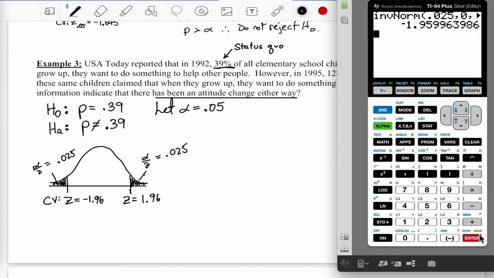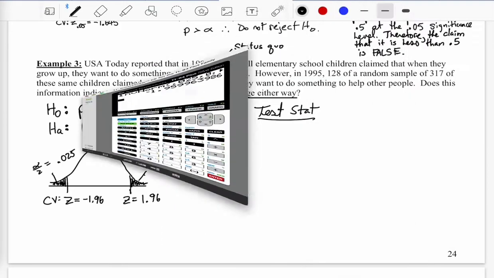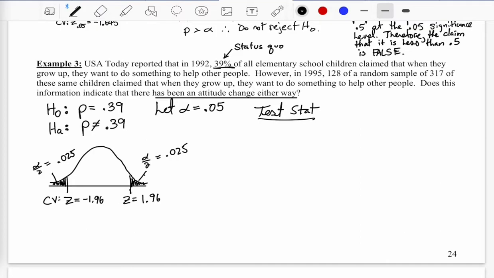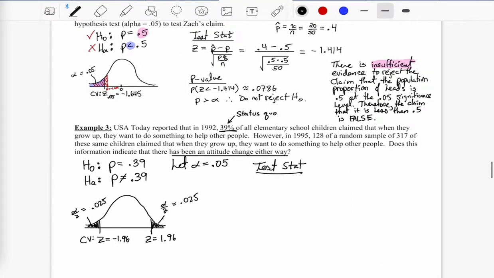So I need my test statistic. Same formula as yesterday: the difference between the sample and the parameter divided by the standard error, square root of PQ over n. We go with the default value unless we have some reason to deviate from that. So it's just the same rule again.